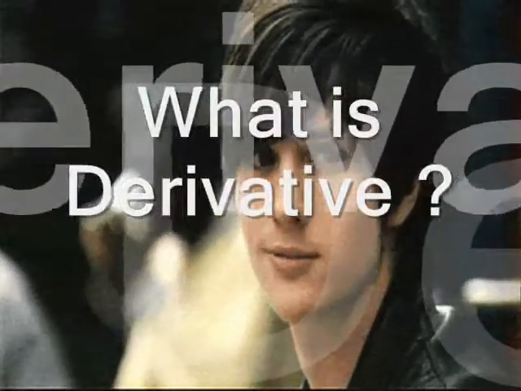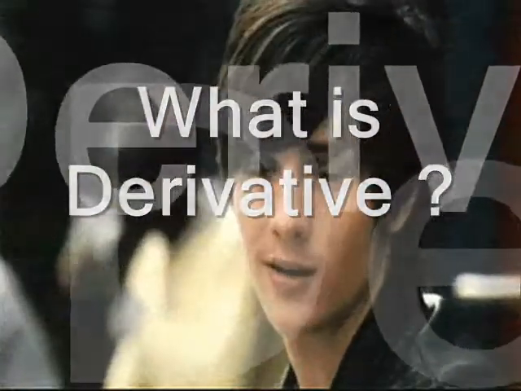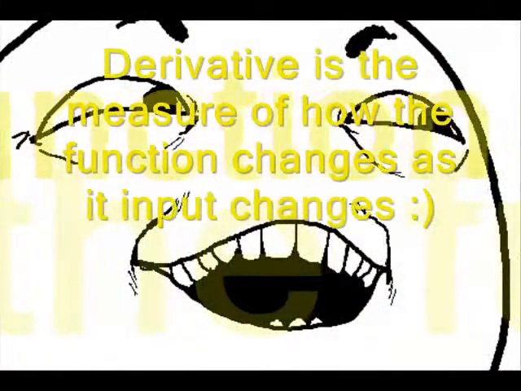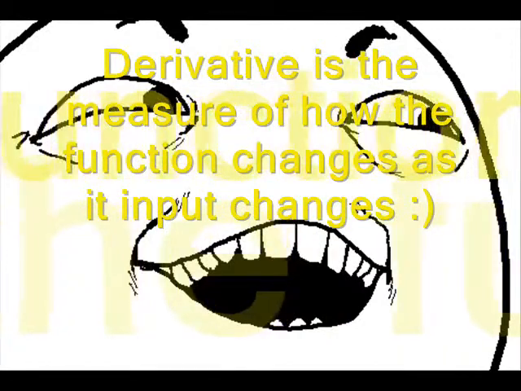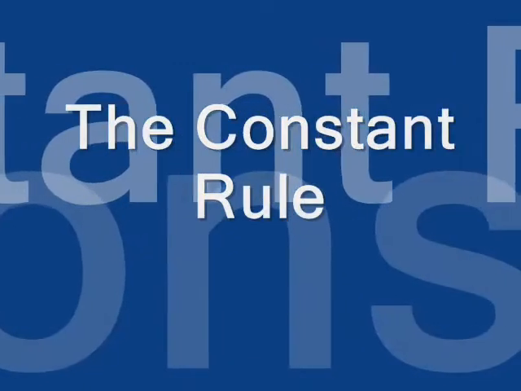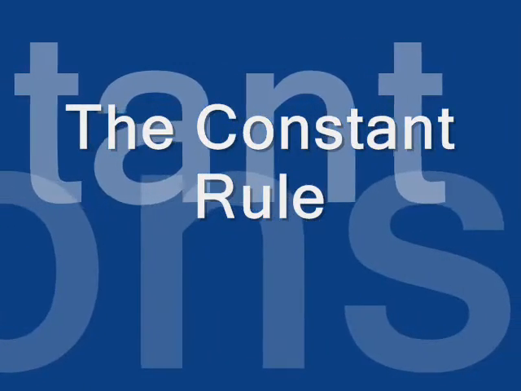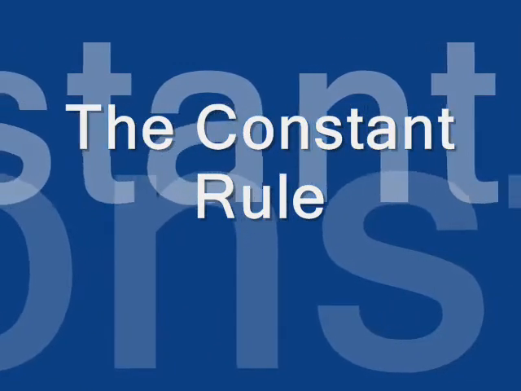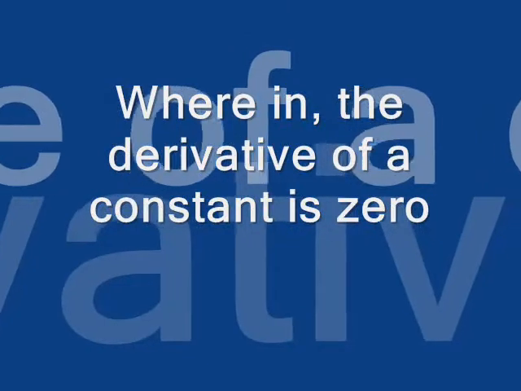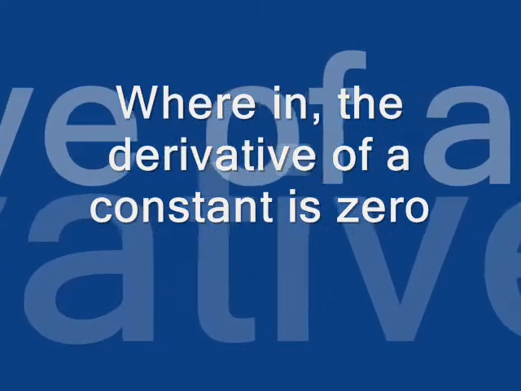So what's a derivative? Derivative is the measure of how the function changes as its input changes. The constant rule is one of the rules to solve the derivatives. It is one of the most basic ways to solve derivatives, wherein the derivative of a constant is zero.